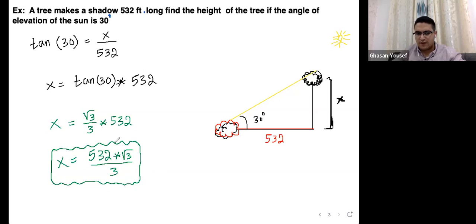You can leave it like this, but if there is some simplifying, you have to do it. But 532 does not divide by 3. 532 cannot divide by 3. So we should leave it like this. But if this number can divide by 3, you have to simplify it. It's better to simplify it. You will not lose a point, but it's better to simplify it. Okay, any question for this example?